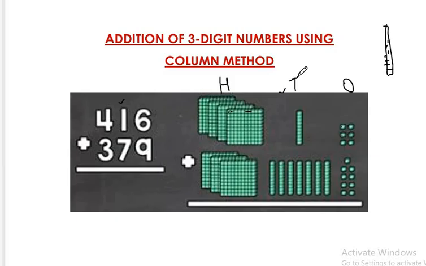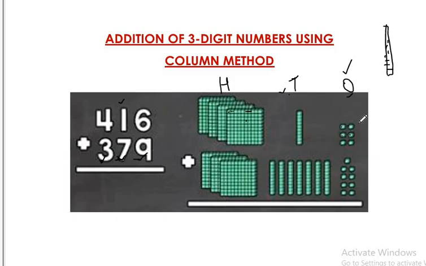Okay, now we will see how we can add this. We start adding from the ones. So how many ones are there? The number given here is 416. So 4 hundreds, 1 tens and 6 ones. Same way, 379 means 3 hundreds, 7 tens and 9 ones.